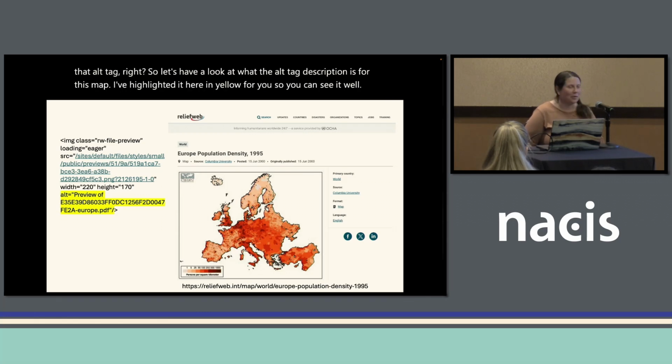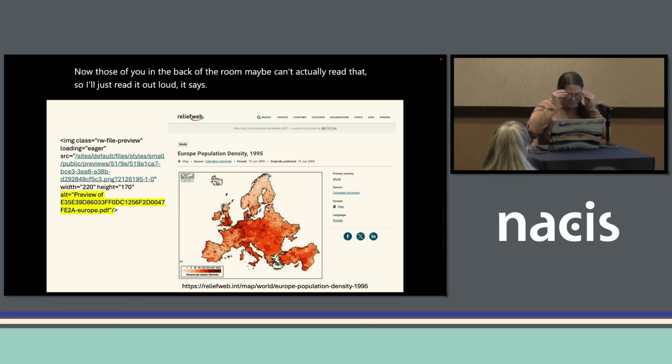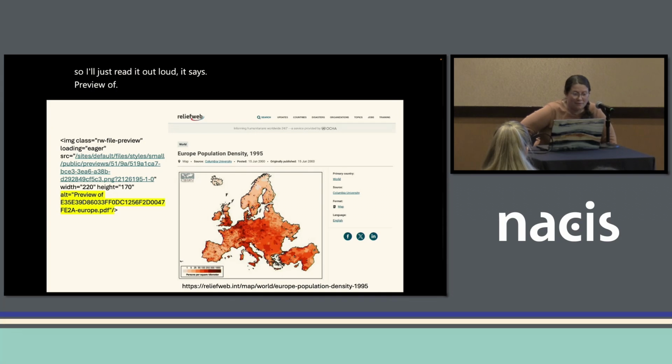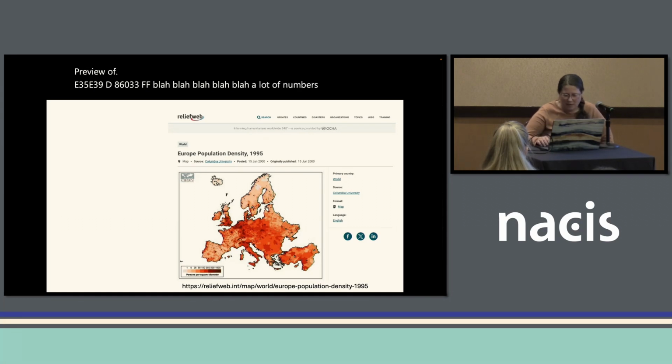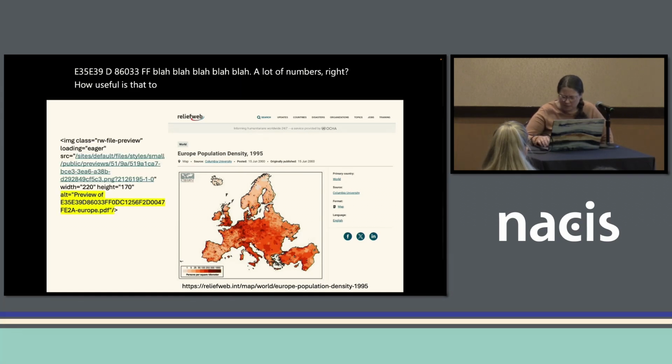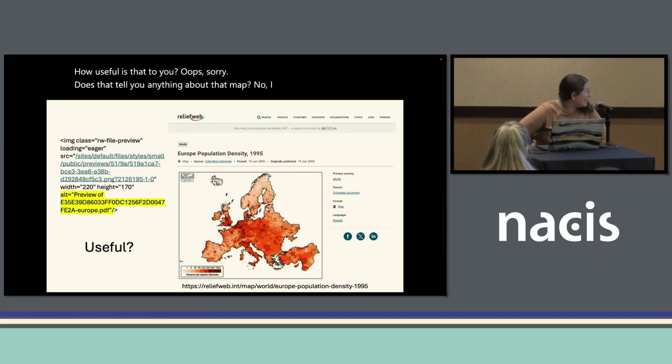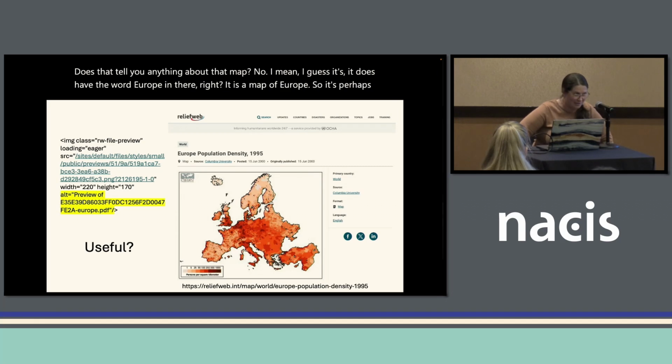Those of you at the back of the room maybe can't actually read that, so I'll just read it out loud. It says preview of E35, E39, D86033FF, blah, blah, blah. A lot of numbers, right? How useful is that to you? Does that tell you anything about that map? No. I guess it does have the word Europe in there, right? It is a map of Europe, so it's perhaps better than crickets, like nothing in there.